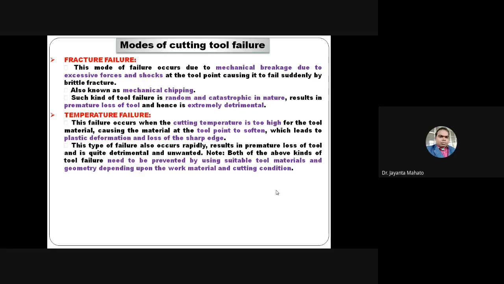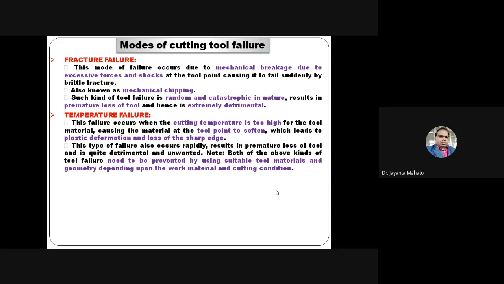And geometry, depending upon the work material and the cutting condition. Cutting condition means use of cutting fluid.